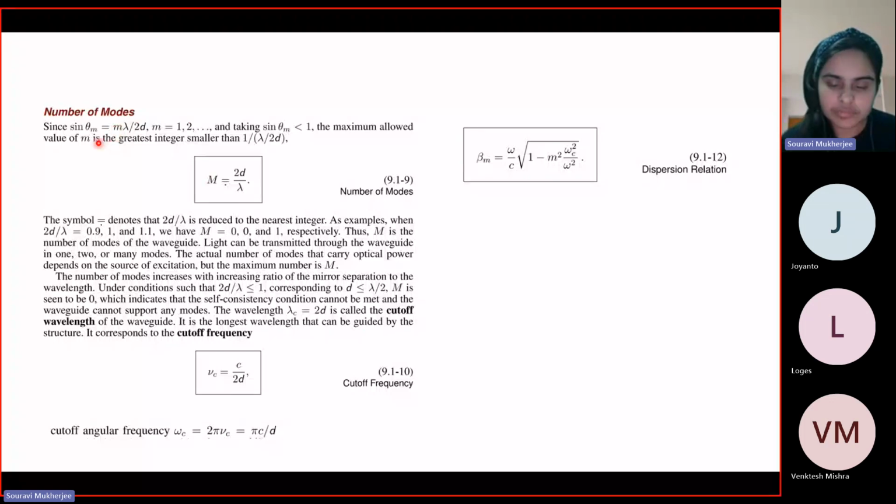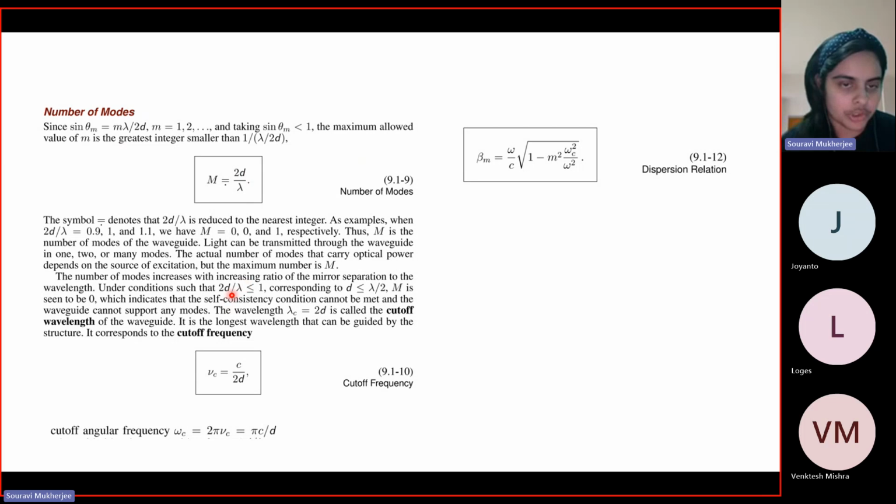Okay. And if you consider this case, then you can set a maximum value of m, and that is given by 2d by lambda, right? So from here again, you can see that if your lambda is larger than 2d, then those kinds of modes cannot be propagated through your waveguide, right? So this is the condition that you can see here.